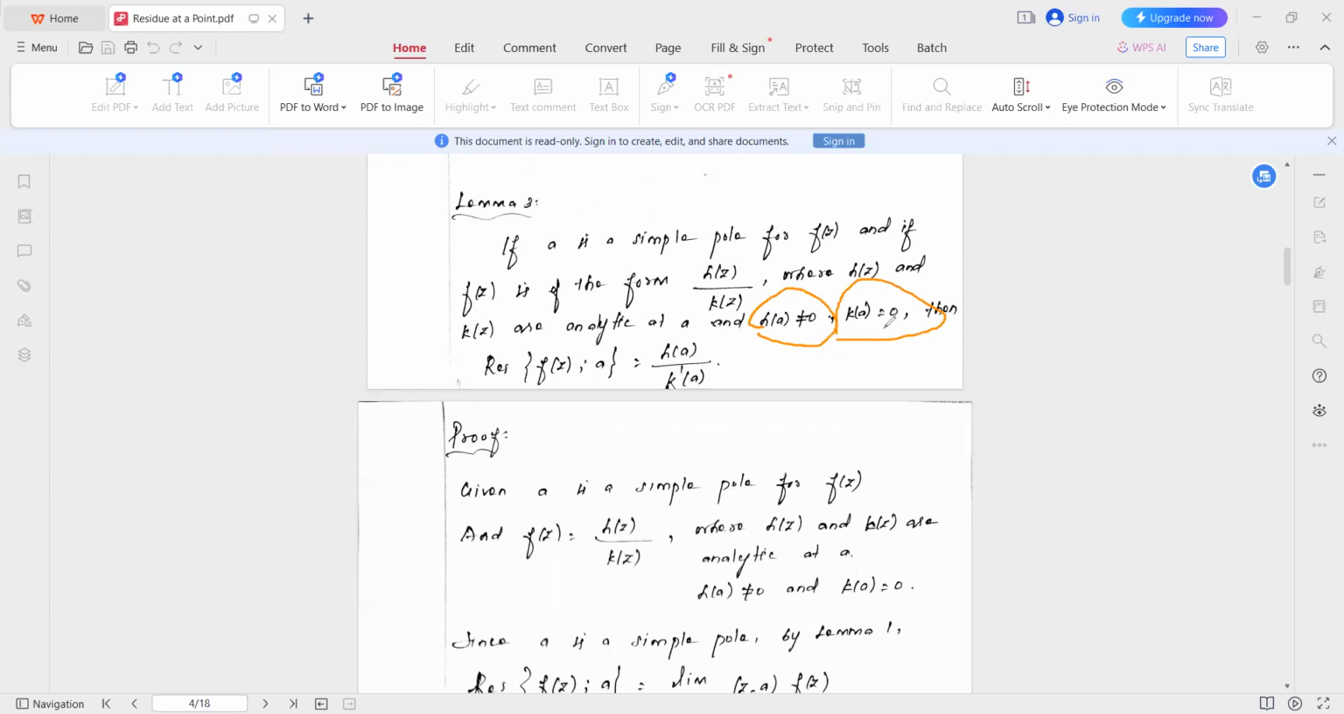If k of a is not equal to 0, the function is analytic at every point. If k of a is equal to 0, what will happen? Since it is in the denominator, when k of a is equal to 0, the analyticity fails. So these two conditions should be satisfied. Then the residue of f of z at the point a is equal to h of a by k dash of a.